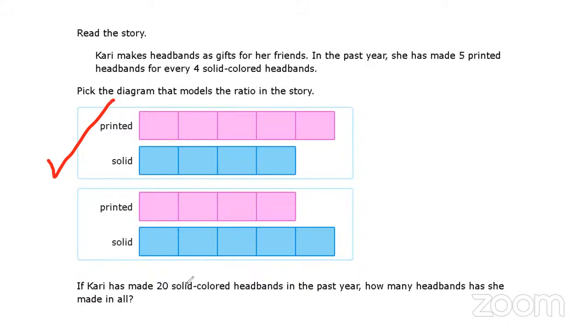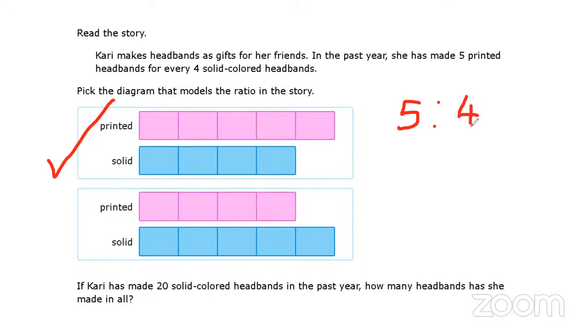It says if Carrie made 20 solid colored headbands in the past year, how many headbands has she made in all? So let's go ahead and represent our original ratio. Printed to solid colored. So we've got 5 printed to 4 solid colored. If Carrie made 20 solid colored headbands in the past, how many headbands has she made in all? Now, you're going to represent this first as a ratio, and then you're going to answer the question that is asked. All right.